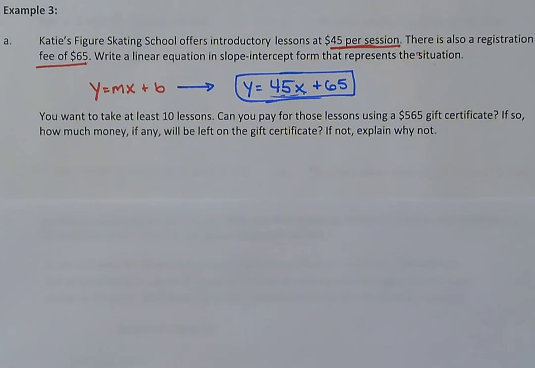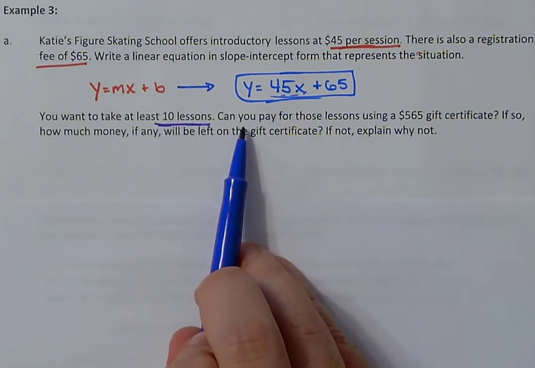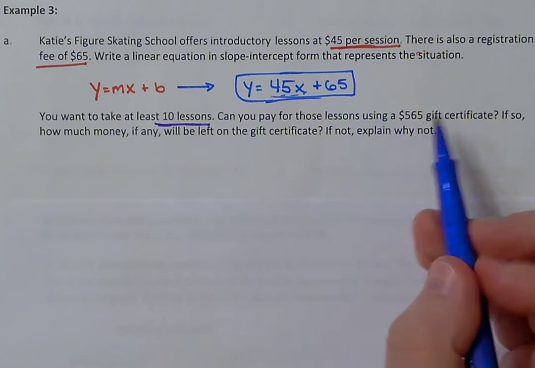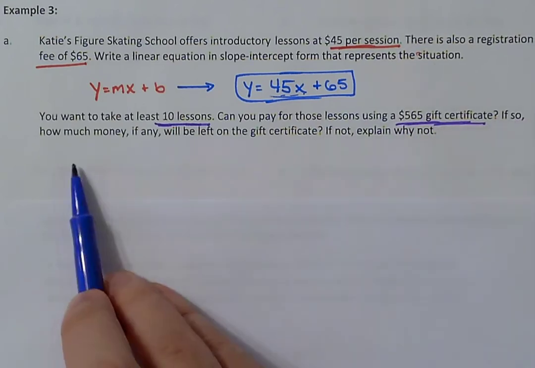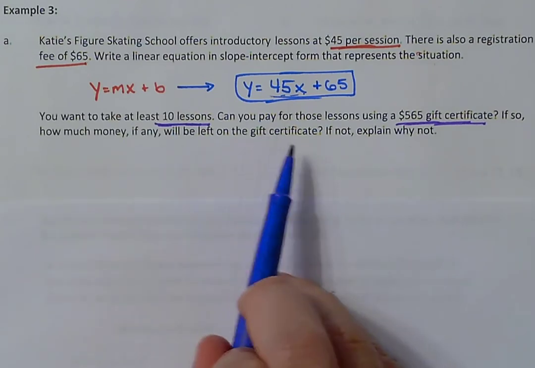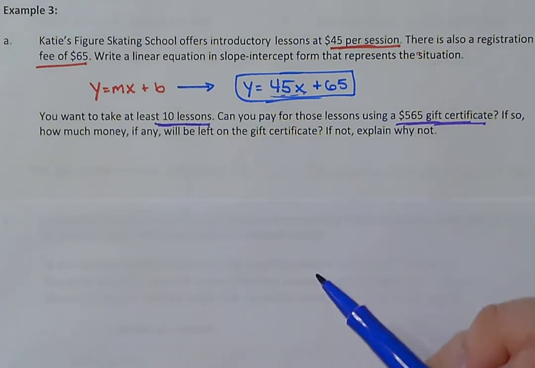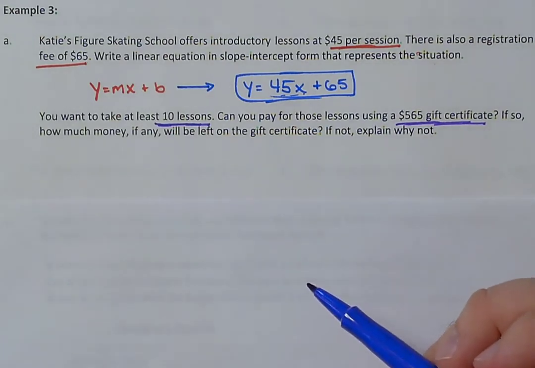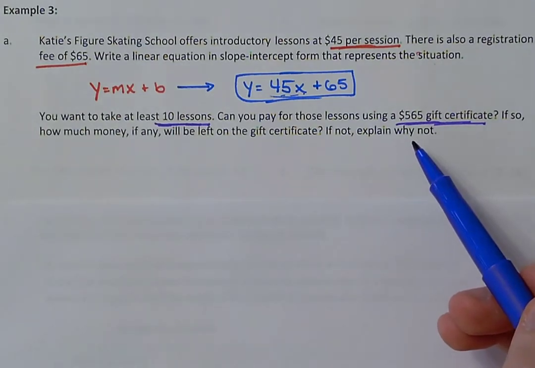The second part asks us, you want to take at least 10 lessons. Can you pay for those lessons using a $565 gift card? If so, how much money, if any, will be left on the gift certificate? If not, explain why. So, you want to take at least 10 lessons and you have a gift certificate of $565. Is that enough to pay for it?